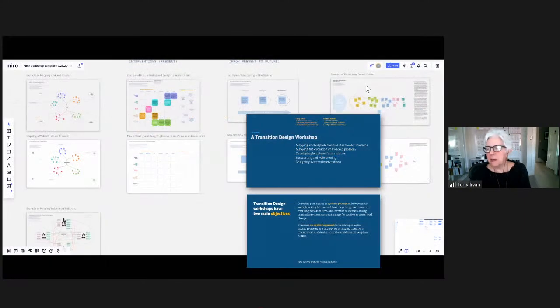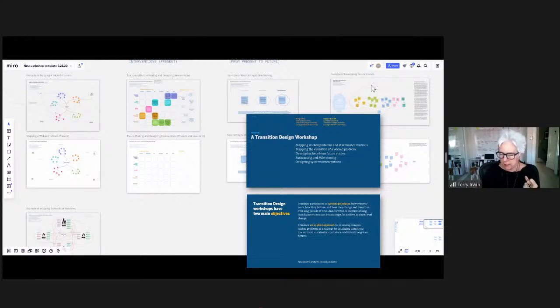We've been developing online workshops in transition design that have two objectives. First, to introduce participants to systems principles, how systems work and how they change and transition over long periods of time. And second, to introduce an applied approach to addressing wicked problems and catalyzing societal transitions toward more sustainable, equitable, and desirable long-term futures.